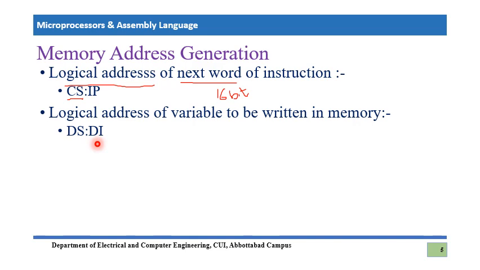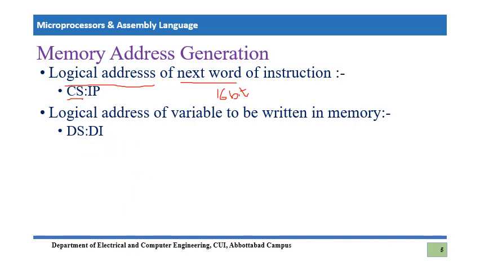Why DI? Because we are interested in writing. That means you are going to write something in the memory, so you are using memory as a destination. That's why the offset is supposed to be stored in the destination index. So the logical address will become data segment colon DI.